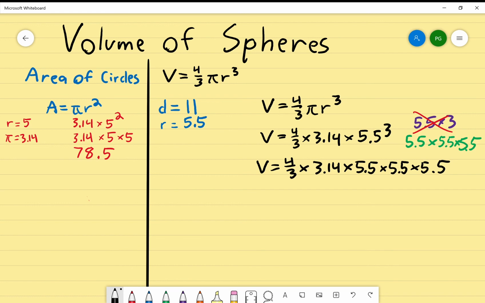Now go ahead, try to do it in your fraction calculators. I'll do it here. 4 over 3 times 3.14 times 5.5 times 5.5 times 5.5. Now this is giving me a crazy long answer, so I'm going to round it. Volume is more or less 928.74. I'm just going to round it here to the hundredths place, because afterward all I get are 2s going on forever, so I don't want to make my life complicated. That's your answer. And that's all for volume of spheres.